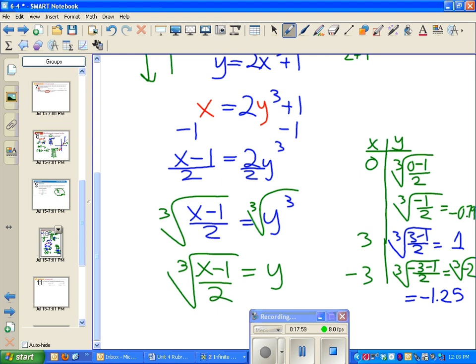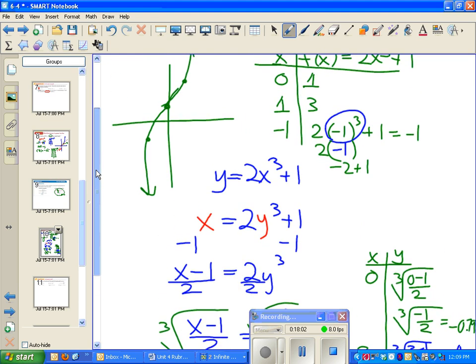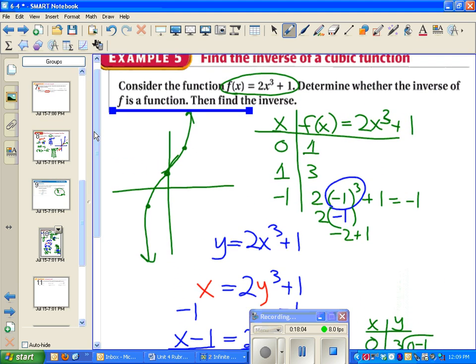Okay. So when we graph these, we're going to graph them on the same axis. So when I plugged in 3, I got 1. So maybe right about there. When I plugged in 0, I got negative 0.79, which is a number between 0 and negative 1, closer to negative 1. And when I plugged in negative 3, I got negative 1.25. So maybe something right there. So it's going to go like that and like that.